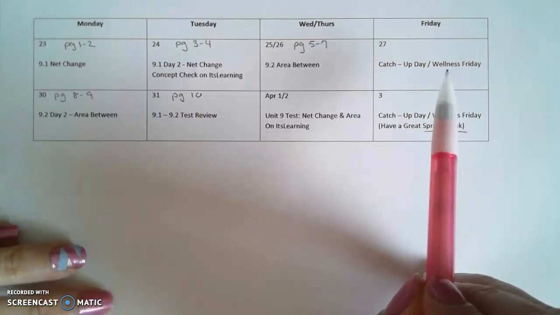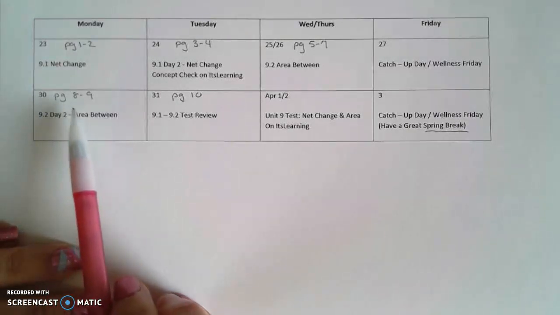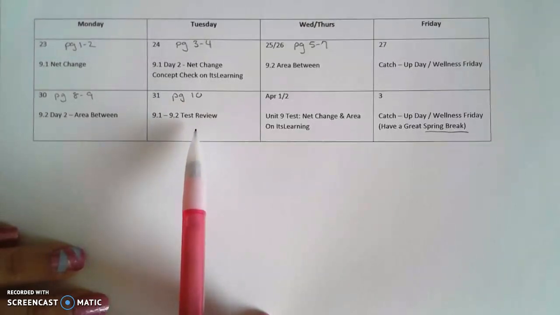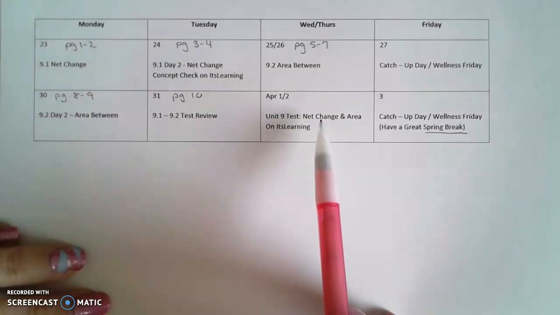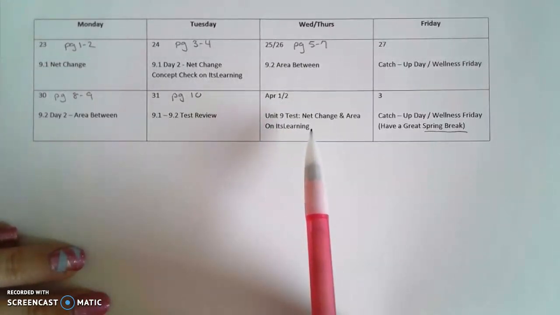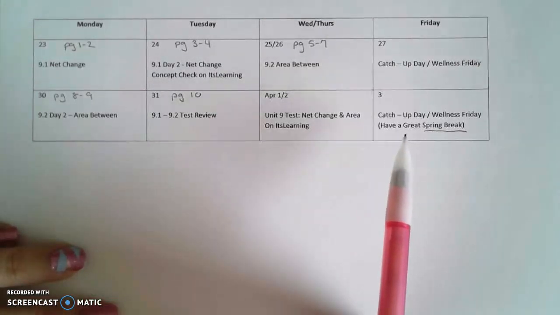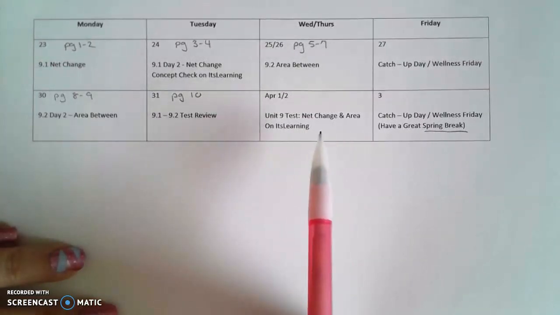Hopefully it'll be sunny. Next week, on Monday the 30th, we are going to do the second day of Area Between, which is going to be pages 8 and 9 of your packet. And then on Tuesday, we're going to have the test review. These will be not live, but recorded video lessons by me, and that will be page 10. Then on the block day, that is when you will take your test. And then Friday, if you didn't finish any of that up, that's your catch-up day. That shouldn't be anything for you guys because your test has to be done either on Wednesday or Thursday.